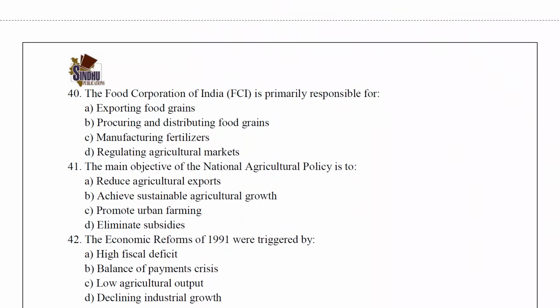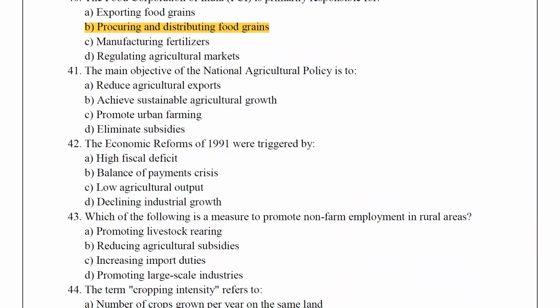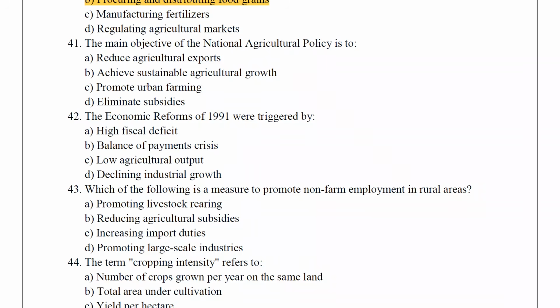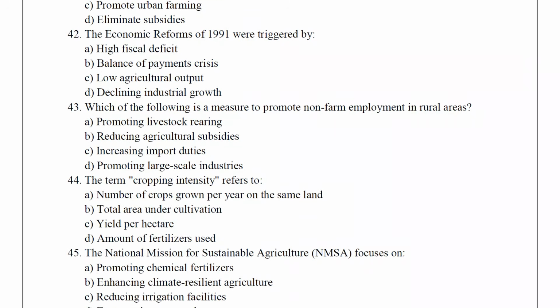The Food Corporation of India, FCI, is primarily responsible for procuring and distributing food grains. The main objective of the national agricultural policy is to achieve sustainable agricultural growth. The economic reforms of 1991 were triggered by balance of payment crisis.